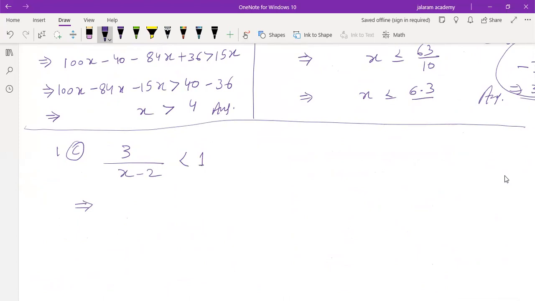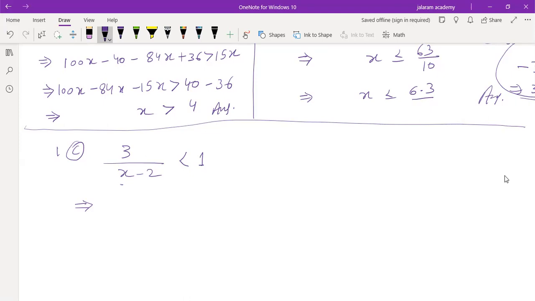This is wrong. Do you know whether x minus 2 is positive or negative? If it is negative, then it will reverse the inequality, na? Is that clear to you? We don't know whether x minus 2 is positive or negative. It depends on the value of x. Is that clear to everyone? Yes, sir.